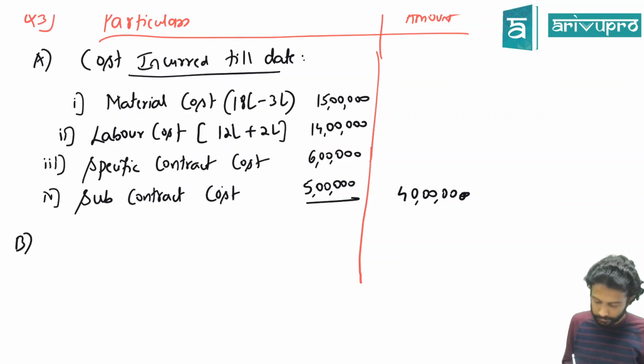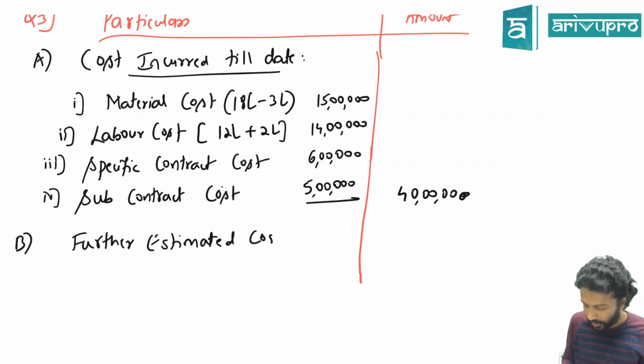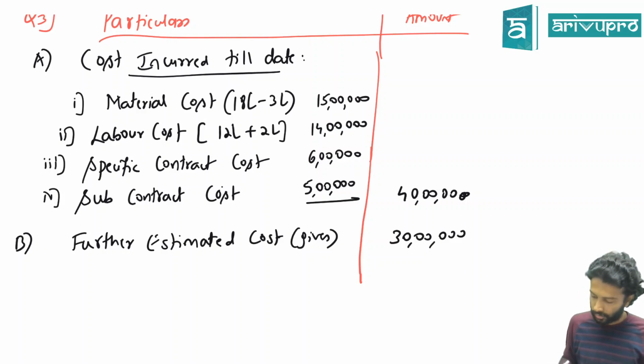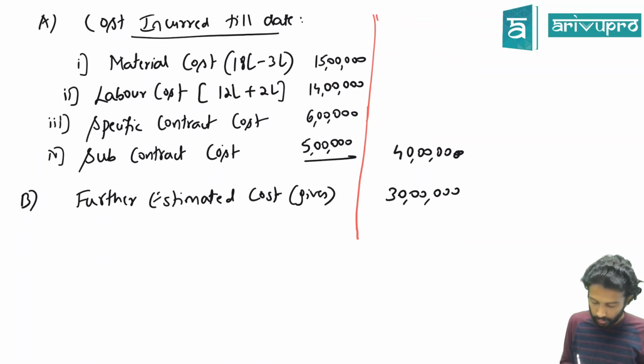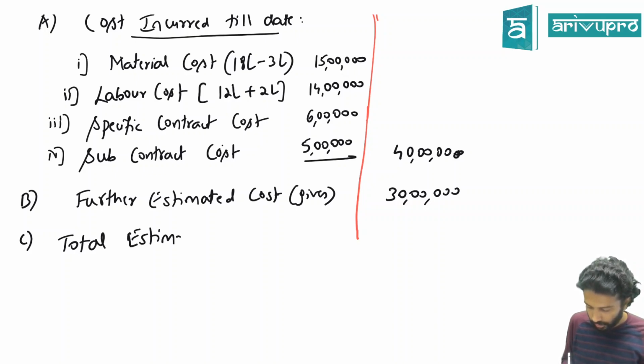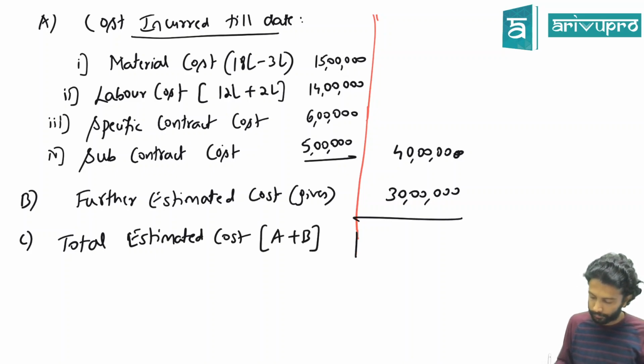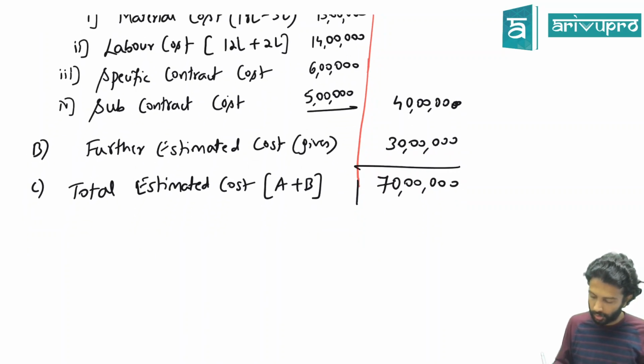So next, what do we require? B, I'll call it further estimated cost. In future, have they given how much more cost we will incur? This is given in the problem. How much is it? 30 lakhs. 40 we already incurred, 30 more we're going to incur. So can I say C is the total estimated cost, which is A plus B? That will be 70 lakhs. Yes guys. So now you have your numerator and denominator.